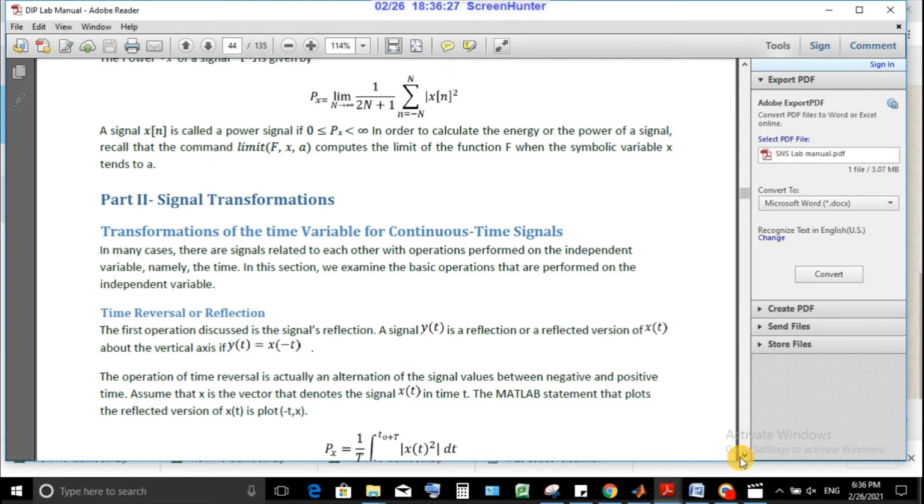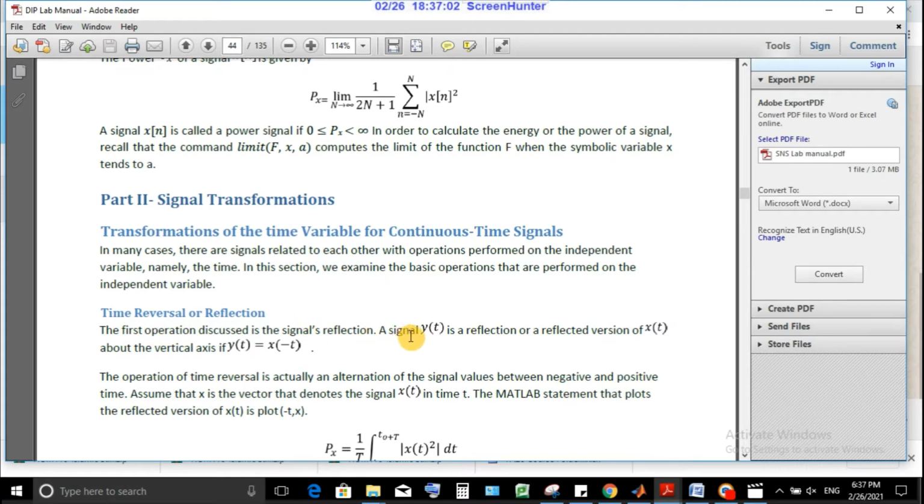Then the second part is signal transformations. Transformations of the time variable for continuous time signals. In many cases, there are signals related to each other with operations performed on the independent variable, namely the time. In this section, we examine the basic operations that are performed on the independent variable. The first operation is time reversal or reflection.